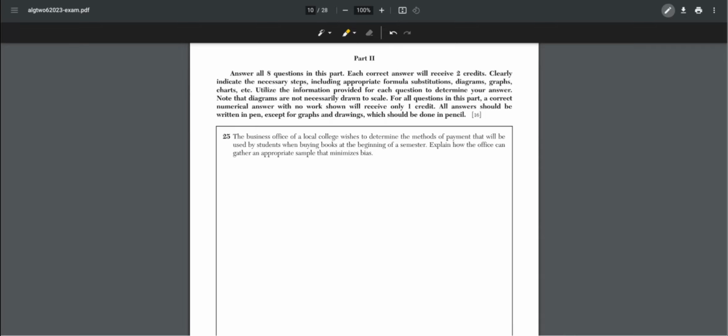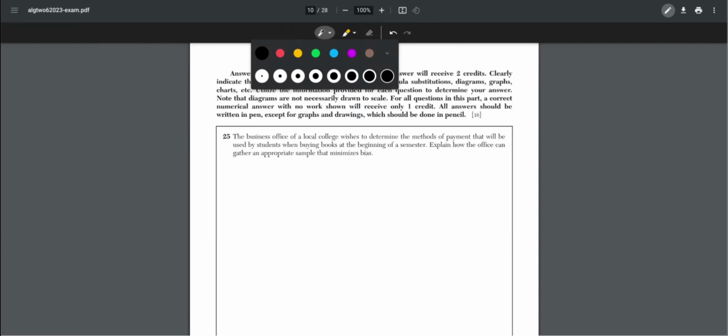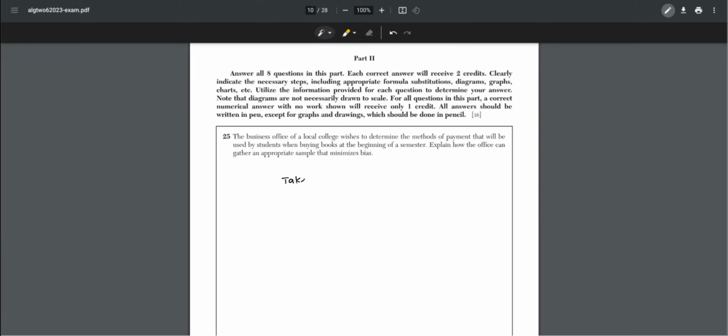Number 25. The business office of a local college wishes to determine the methods of payment that will be used by students when buying books at the beginning of a semester. Explain how the office can gather an approximate sample that minimizes bias. So the college could just take a random sample of students who walk into the campus.